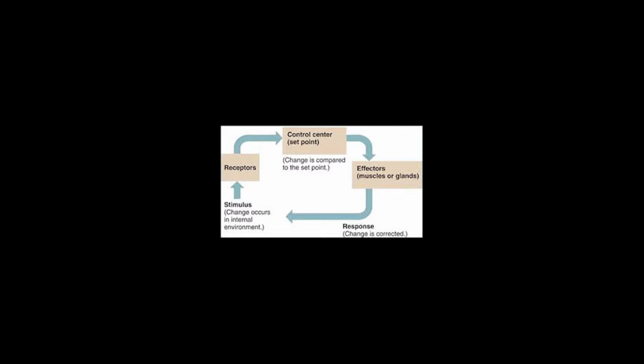Changes in this internal condition that occur above or below the set point are called the stimulus, which makes change. Receptors and sensors detect stimuli and trigger responses, which we will get into further into this video. The image shown is the loop and should explain a lot about homeostasis and the process around it.